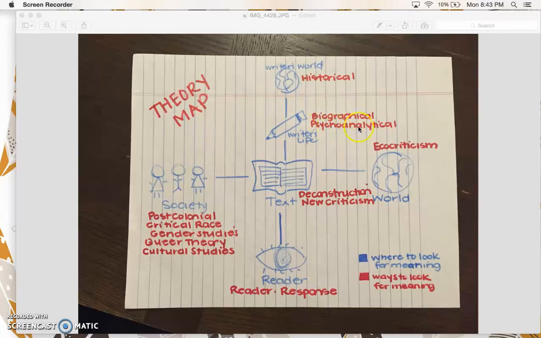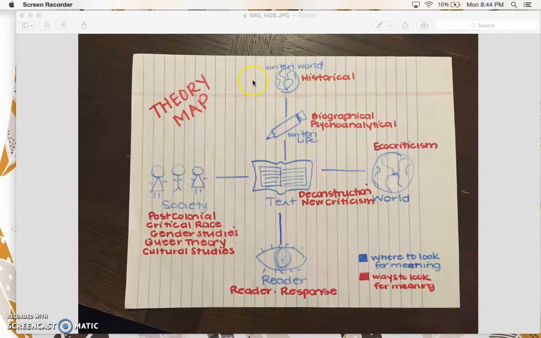Or we could use a psychoanalytical criticism. This is one that we're not going to talk about in detail, but it focuses on how the mind of the author or characters is shaped. How does that influence the text? We'll come back to this one as it's a little bit more detailed and a lot more complex than some of the other ones that we're going to be talking about throughout this unit.